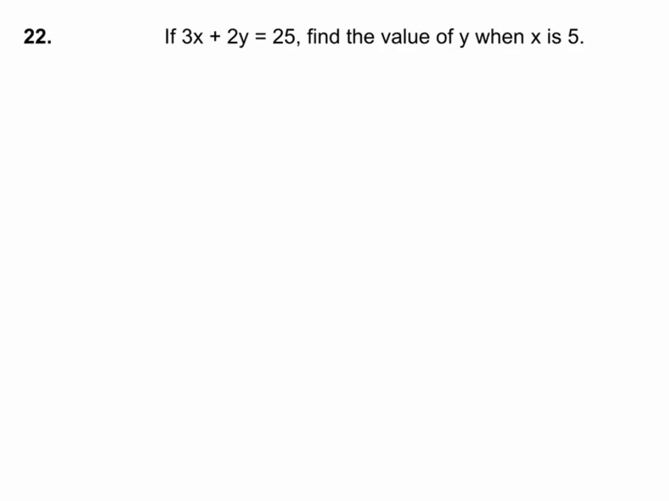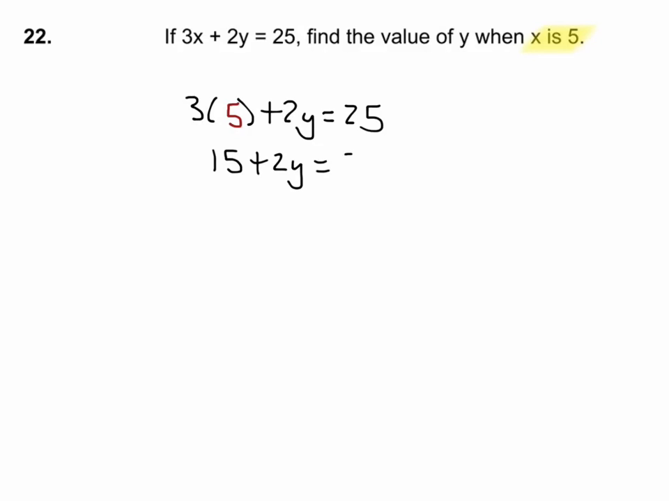Alright, plug it in. Find y if x equals 5. So you're going to do 3 times 5 plus 2y equals 25. Alright, and then you just solve it like you would normally. So this would be 15 plus 2y equals 25.